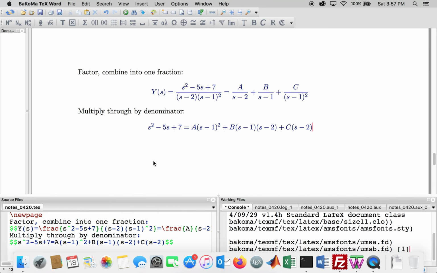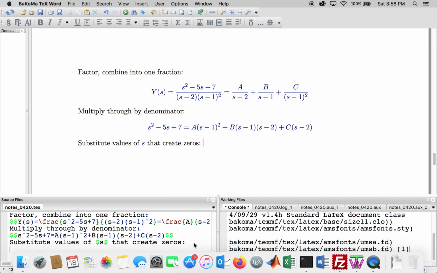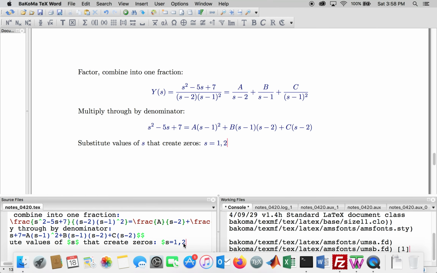All right, so what you have to do is choose 3 distinct values of s to substitute into this equation to be able to solve for A, B, and C. And you want to find those that are most convenient. Of course, the most convenient ones are ones that create zeros. So that'd be s equals 1 and 2.